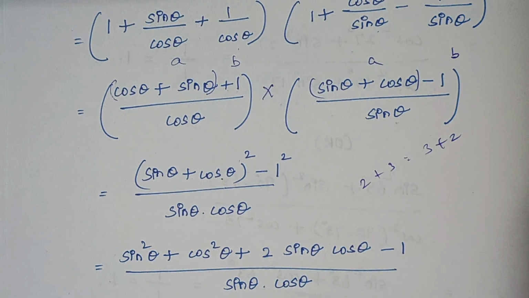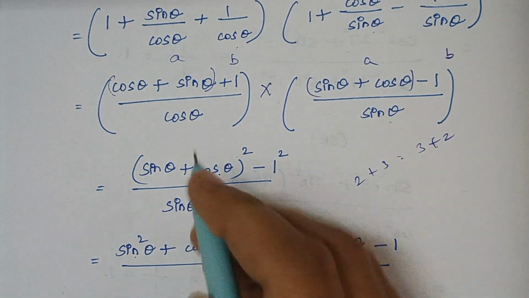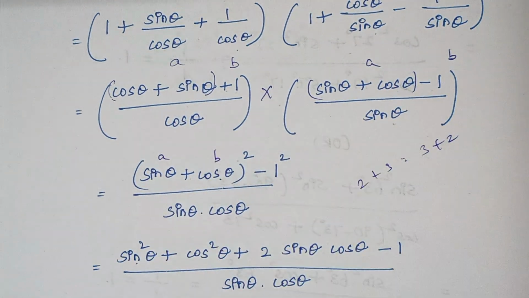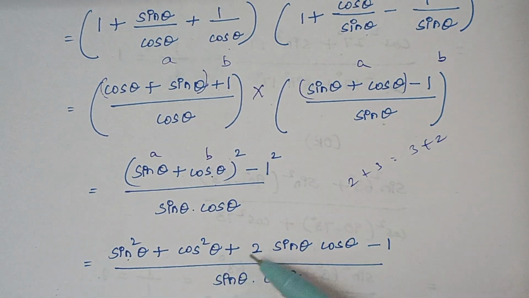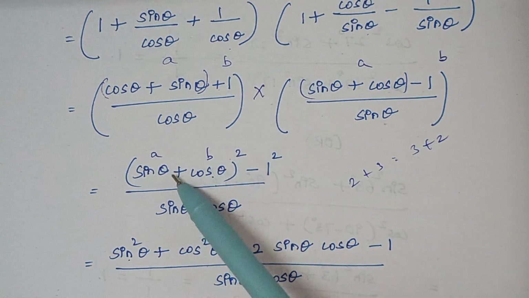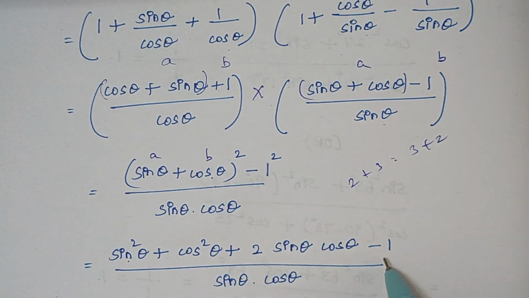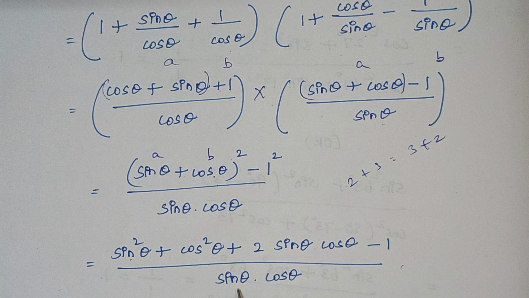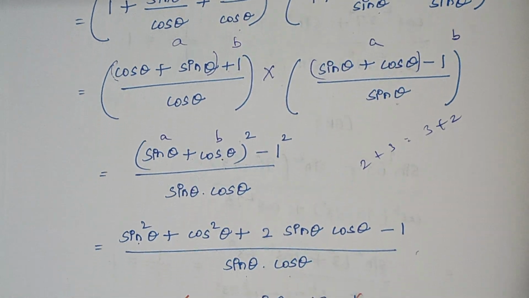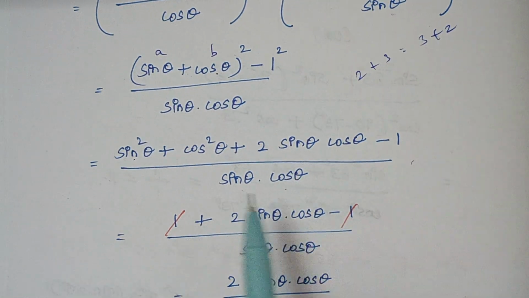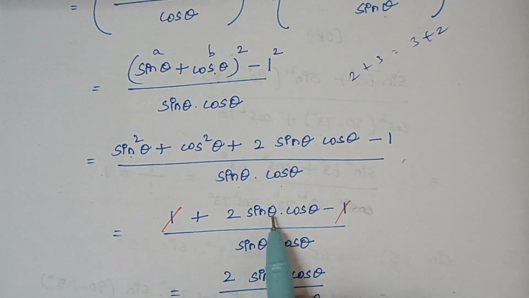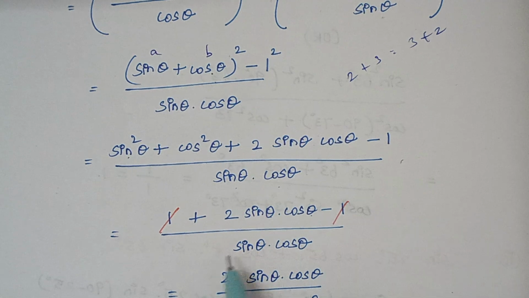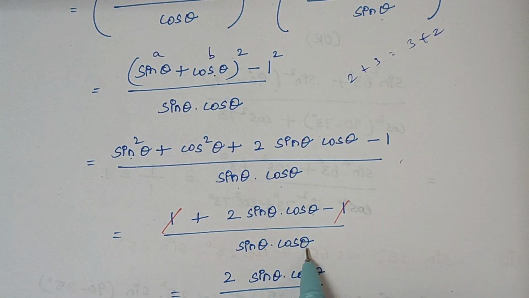So what is the expression? It is a square, that is this is your a and this is your b. So a square sin square theta, b square cos square theta plus 2ab, 2 into sin theta into cos theta, minus 1, divided by sin theta and cos theta. Right. So sin square theta plus cos square theta is nothing but 1, plus 2 sin theta cos theta minus 1 divided by sin theta and cos theta.